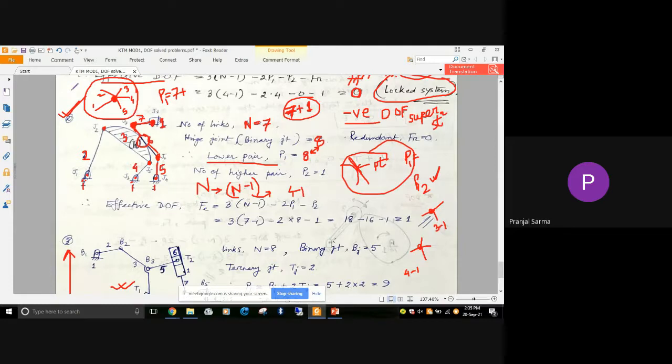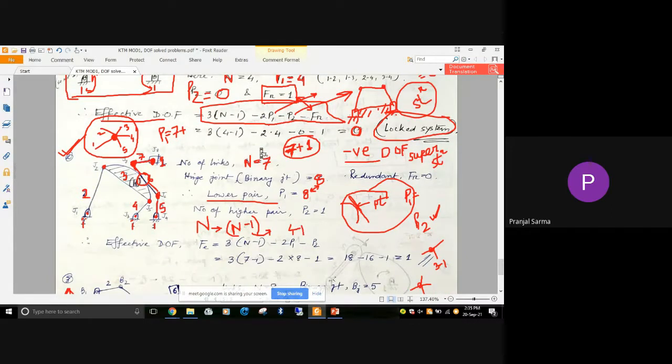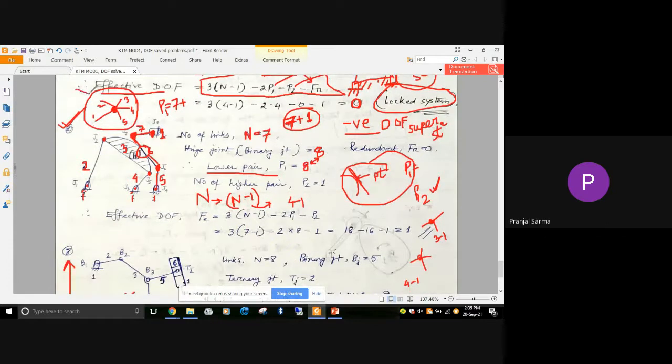In the equation it was 3 into n minus 1 minus 2 P1 minus P2. We should be able to find out n, the total number of links, P1, the number of lower pairs, and P2, the number of higher pairs. Understood? So if 5 links are joined here, how many equivalent pairs will it constitute? 4, sir. Correct, it will be 5 minus 1, that is 4.